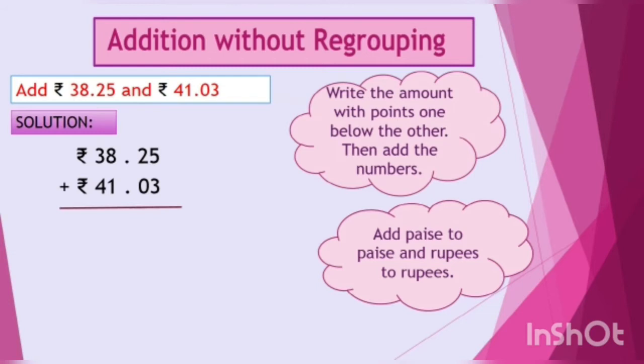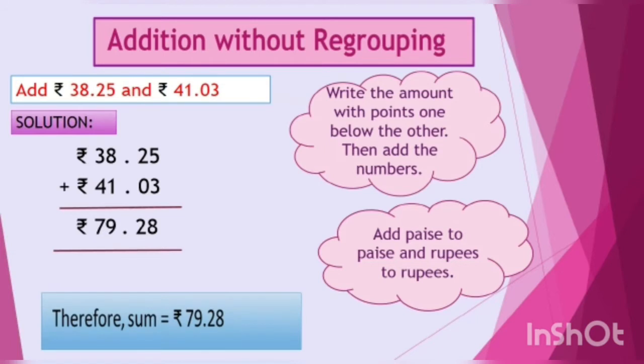Now add 25 plus 3. We get 28 paise. Now add rupees 38 and rupees 41. We get rupees 79. Therefore, sum is equal to rupees 79 and 28 paise.